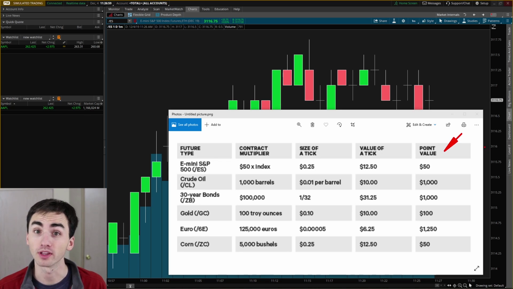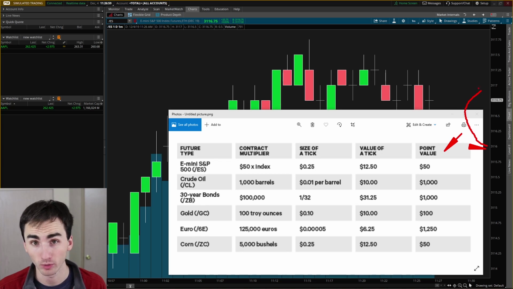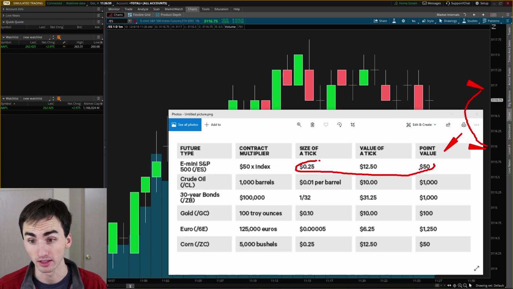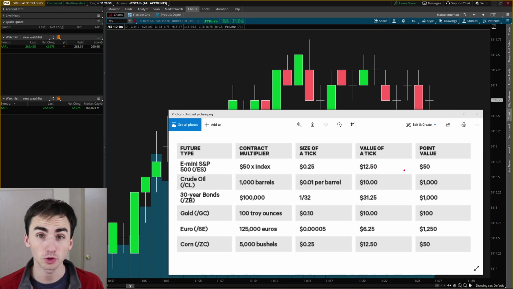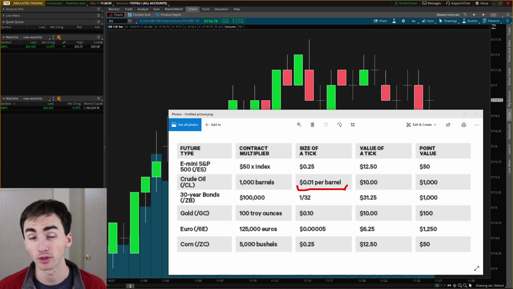So for us right here with ES, that would be an increase from 3116 all the way to 3117. And that would be worth $50, because for the ES, that is 4 ticks, and 12.50 times 4 makes that $50. Now you can see for these other futures markets, their point value will be a lot larger depending on how big their tick size is. Because crude oil has a tick value of 0.01, you have to multiply that $10 here by 100, because it takes 100 ticks for it to make that 1 point change in the actual market value.